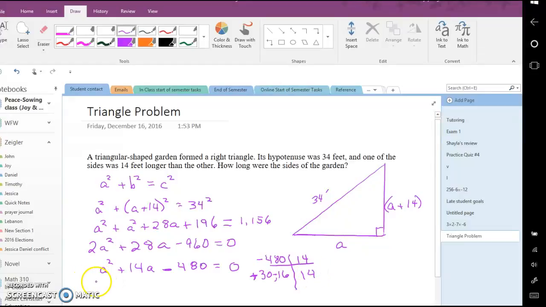Okay, so then this is not a grouping problem. I don't have a number along with my A squared term other than 1. So all I have to do is write down two parentheses like this. A is going to be at the beginning, so that when we multiply the A's, we get A squared, and then we just write down the two numbers we found. Okay, so far so good.